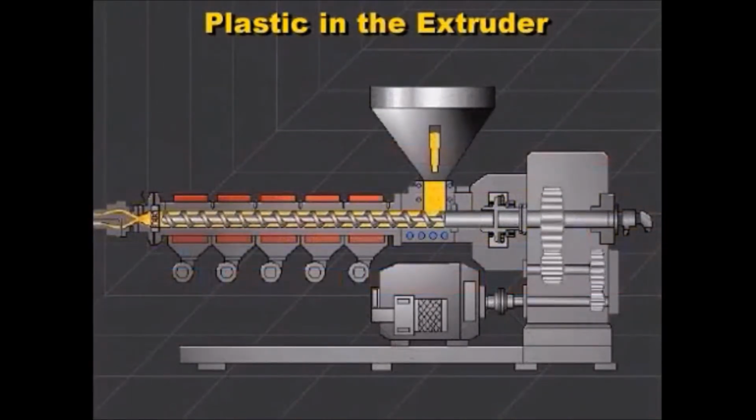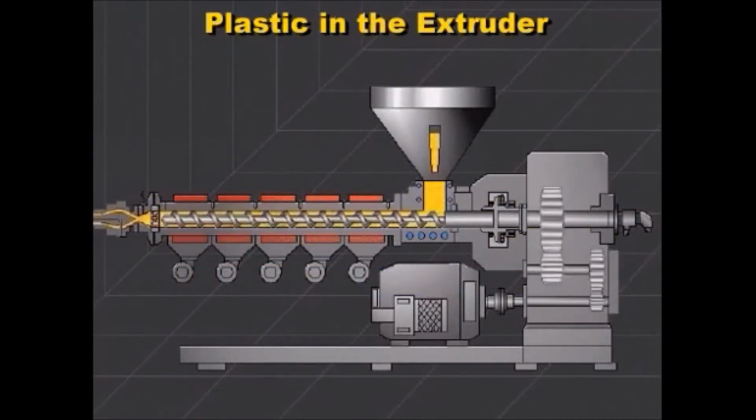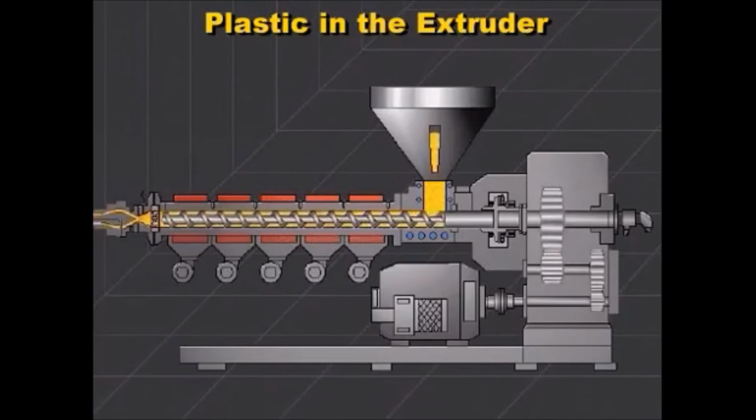By the time the plastic is conveyed to the end of the screw, it should be well mixed and at a proper temperature and pressure needed by the die. The plastic is called a melt at this stage.